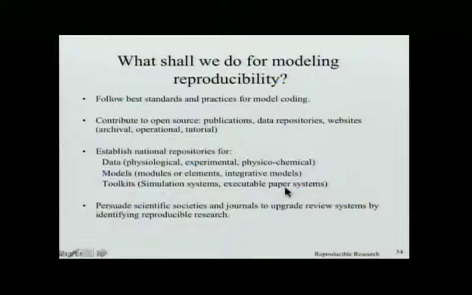We need data on the properties of vascular walls or nerve sheaths, or you can think of 100,000 other things where we need data in order to understand the mechanics and physiological performance of those pieces of tissue. We need models and we need toolkits, simulation systems, and the executable paper idea is a good one. We need to persuade scientific societies, that includes EMBS, and the EMBS journals to upgrade their review systems so that they require reproducibility for publication.